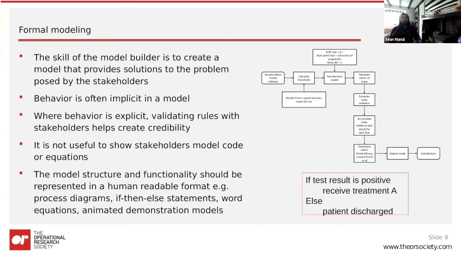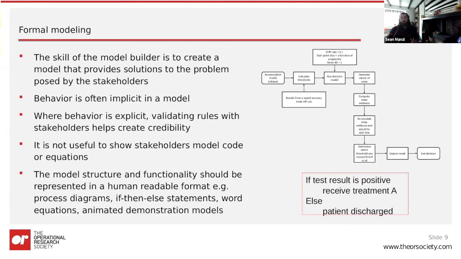So once we've got a conceptual model, it's got to be translated into a formal model. And it's down to the skill of the model builder to create the model that provides the solution to the stakeholder's problem. That model is determined by the data that's available, the type of problem, and the level at which you're looking at it. So there's a lot that the model builder needs to take from the previous phases of defining the problem situation and conceptual modelling.